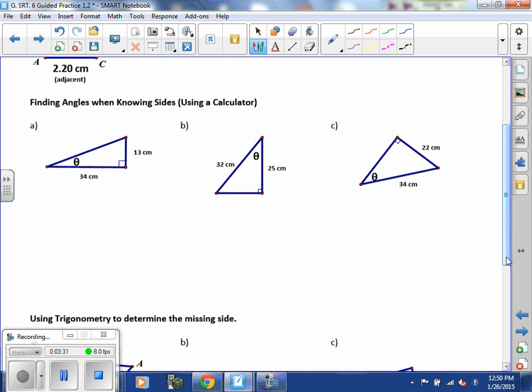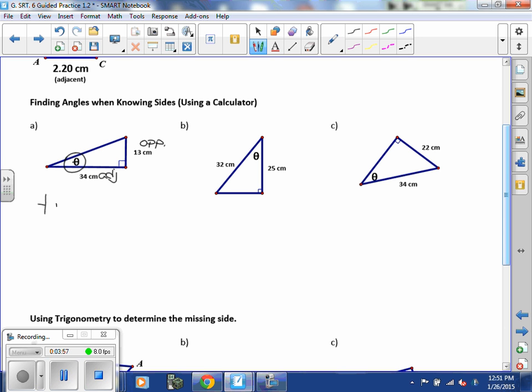Look at A. I put my finger on the angle that I'm referring to, which in this case is theta. And I'm going to mark it so Mary can see it. So I'm referring to theta. I have the opposite leg and I have the adjacent leg. You can't just write a fraction. You have to write it as, what is opposite over adjacent?